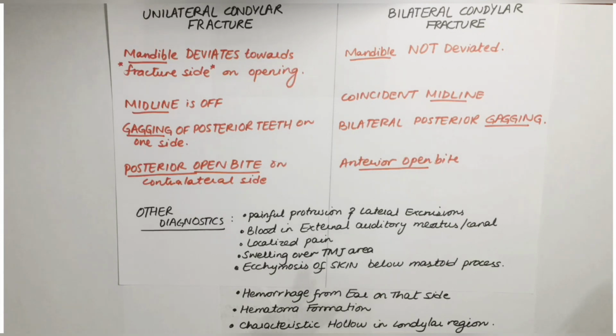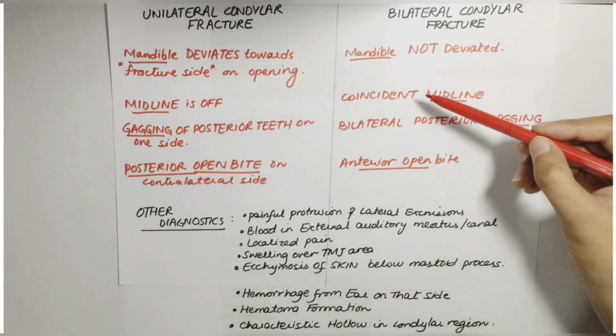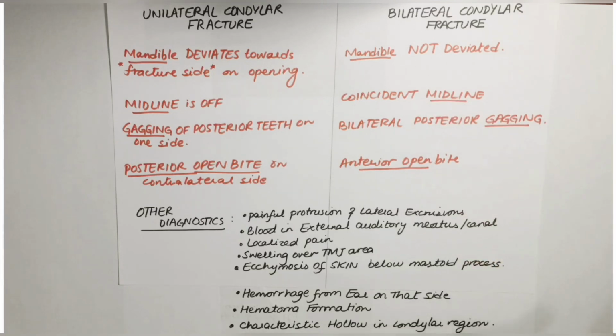In unilateral fractures, the midline is off. It means that upper and lower midlines do not coincide. But in bilateral condylar fractures, the midlines are coincident. In unilateral fractures, there is gagging of posterior teeth on one side. Gagging means premature contact between upper and lower teeth. So there is premature contact of upper and lower molars on the side of fracture, while in bilateral fractures there is posterior gagging on both sides.